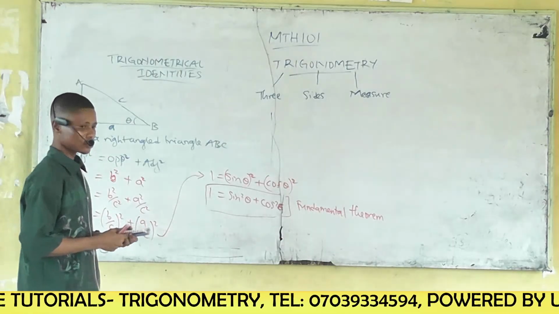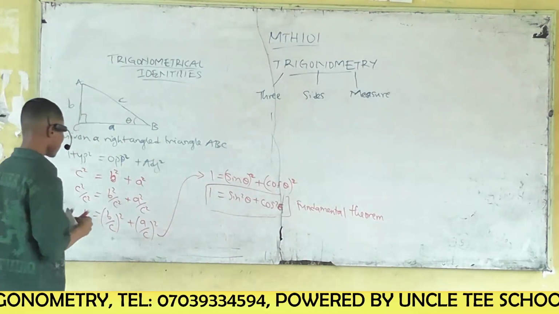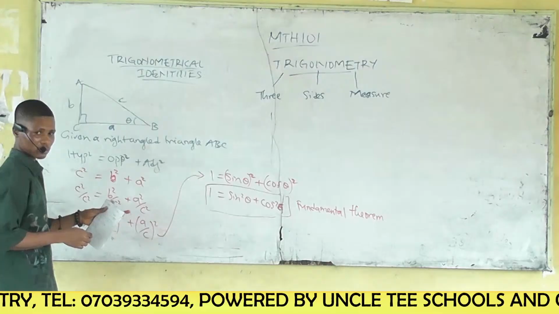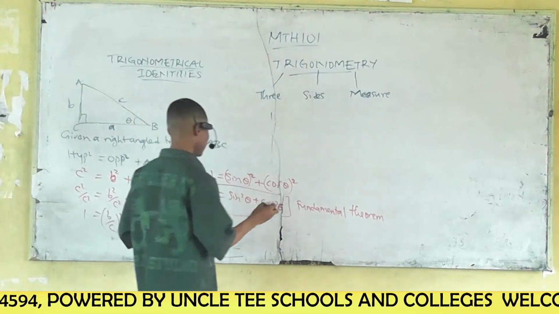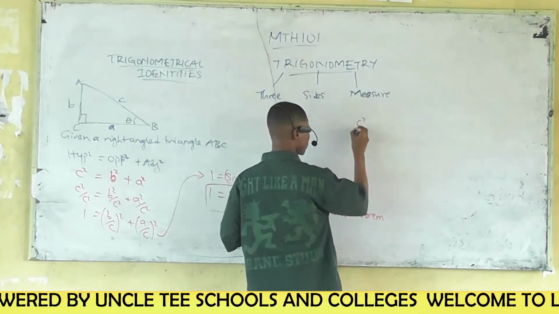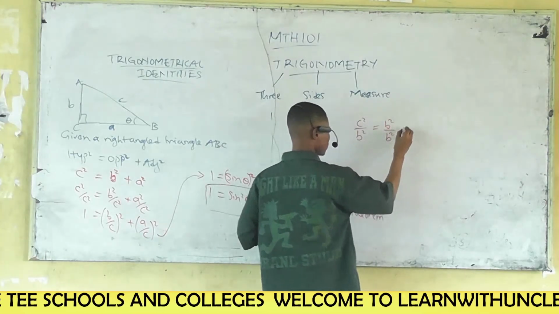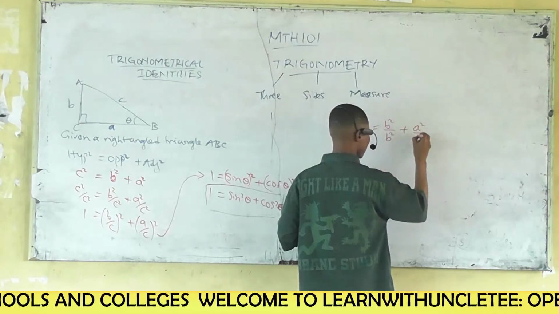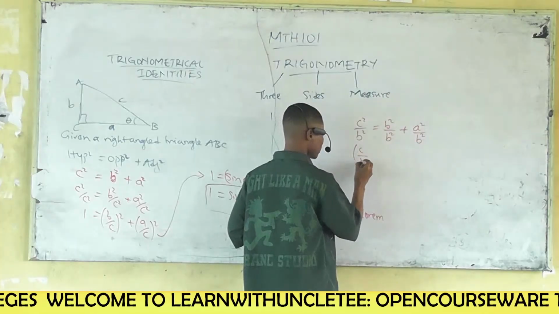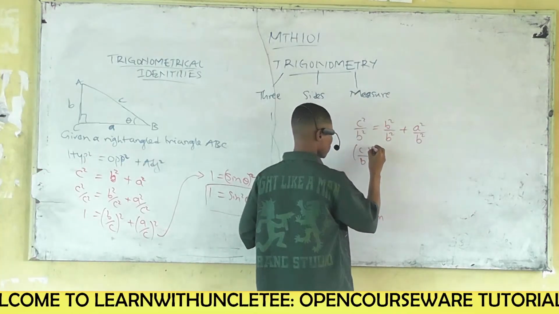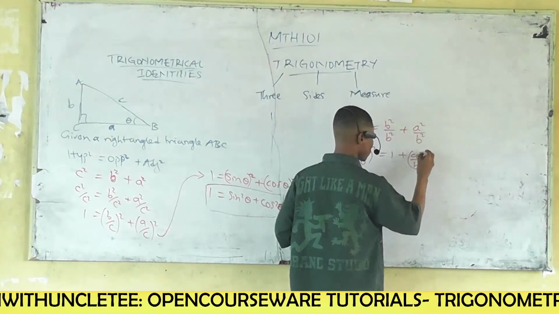So, you all get it right. Now, back to this. If you divide all through by B square, that will be C square over B square equal to B square over B square plus A square over B square. From here, this gives C over B all square equals to 1 plus A over B all square.